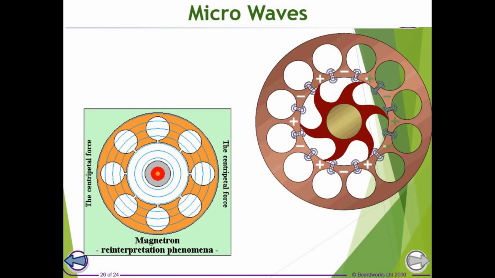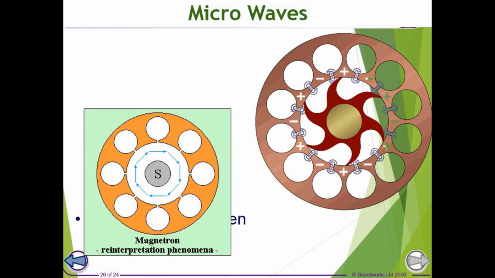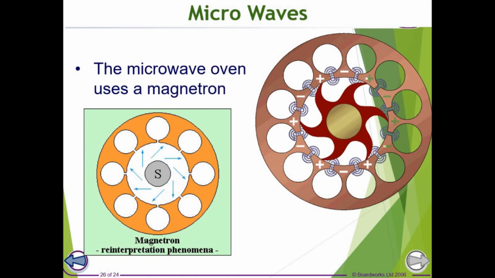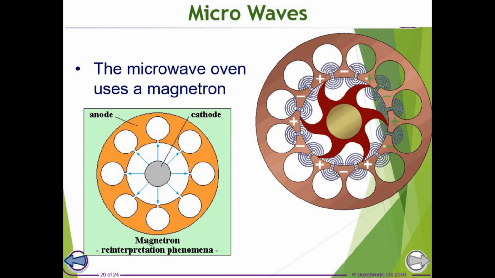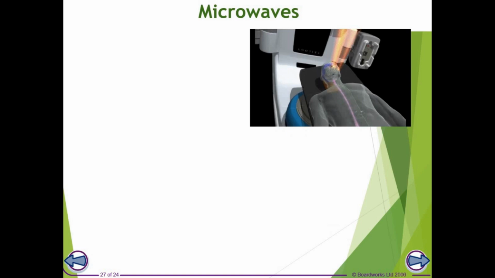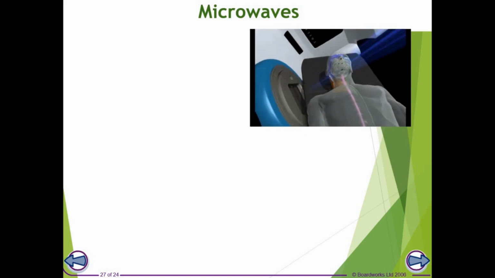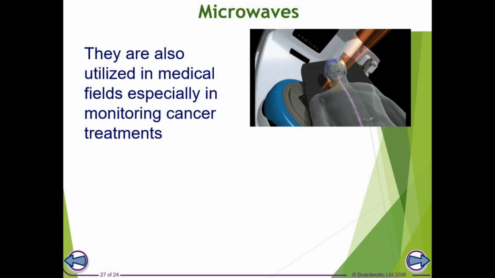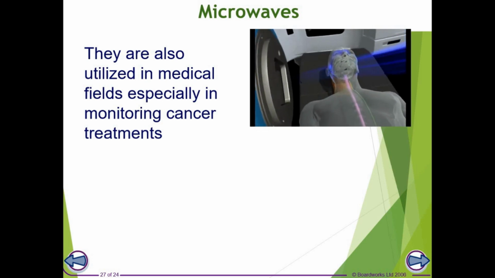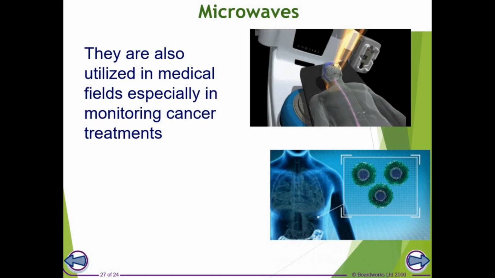Microwaves are also used in a magnetron. A magnetron is a transmitter that converts electrical energy into microwave radiation. Microwaves are also used for medical purposes. They are also utilized in medical fields, especially in monitoring cancer treatments.